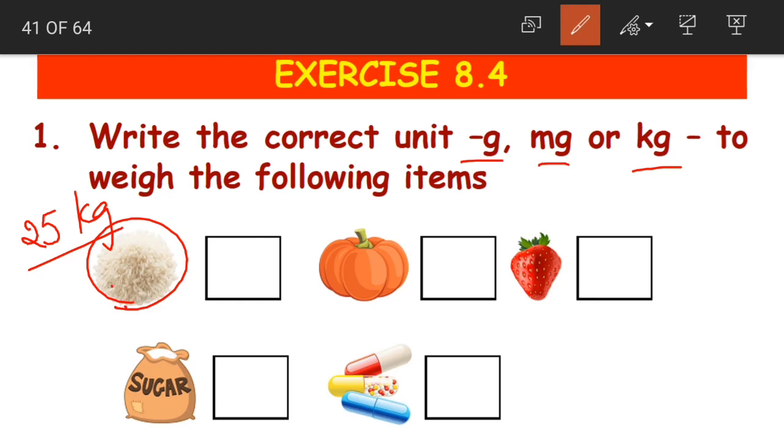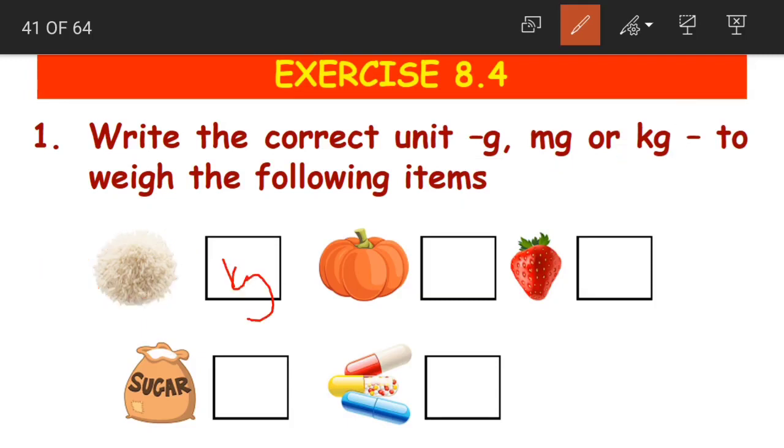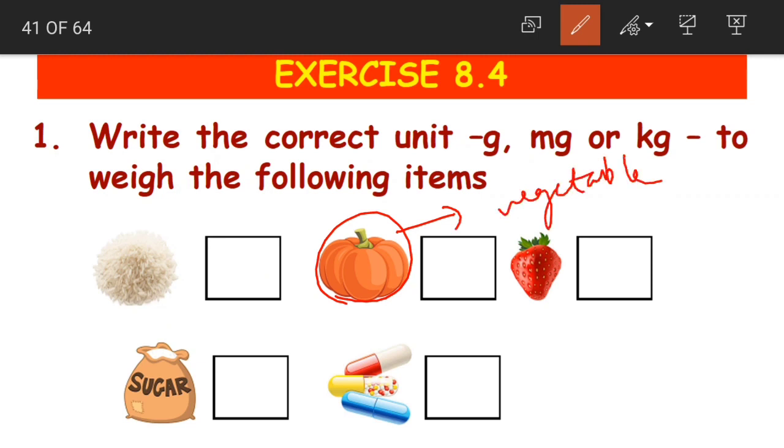So the unit of measurement for rice would be kilograms. Next up we have, what do we have? Pumpkin. What is pumpkin, children? Pumpkin is a vegetable. Now when we go for buying vegetables, what is the unit of measurement that we use? We buy the vegetable in terms of grams. Yes, we buy 500 grams, 250 grams or something.